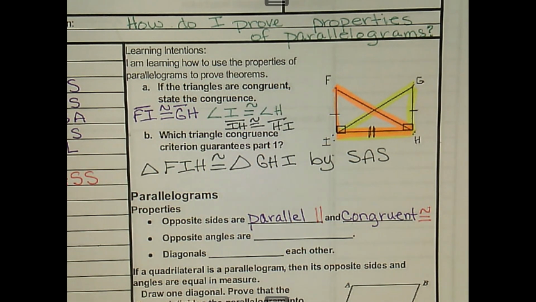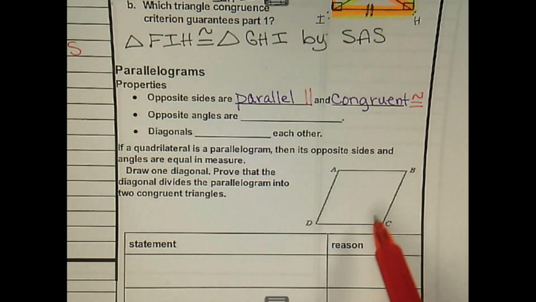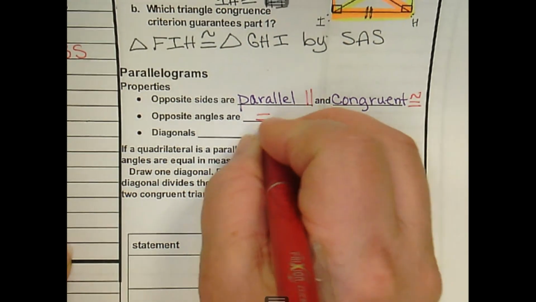Okay, opposite angles. This is a parallelogram. What do we notice? What looks to be true about opposite angles, A and C, or D and B? What looks to be true? If you say they are congruent, you would be correct.